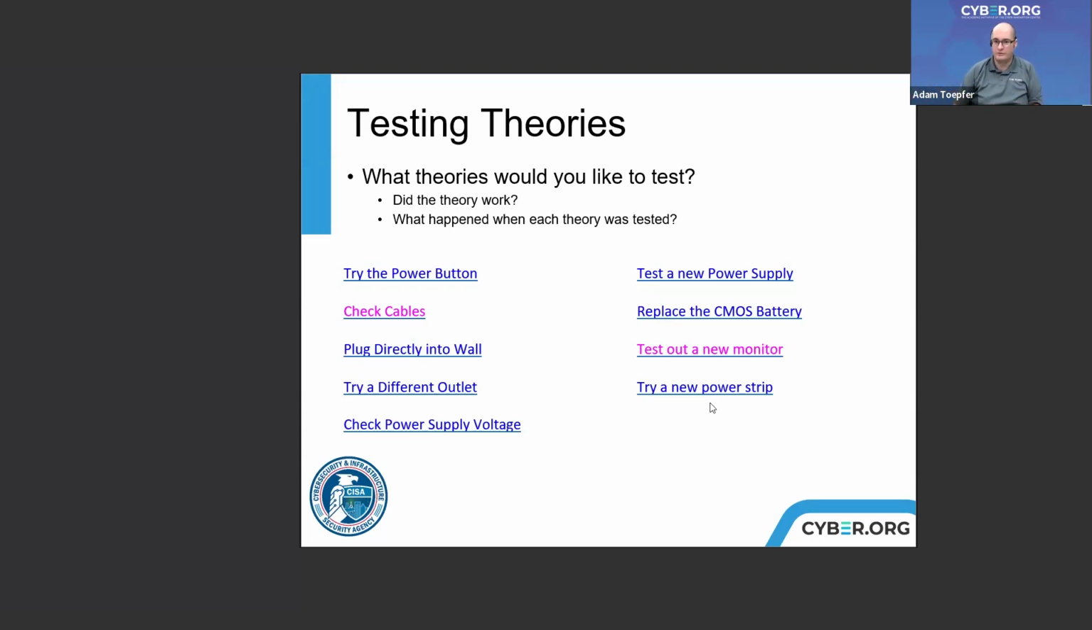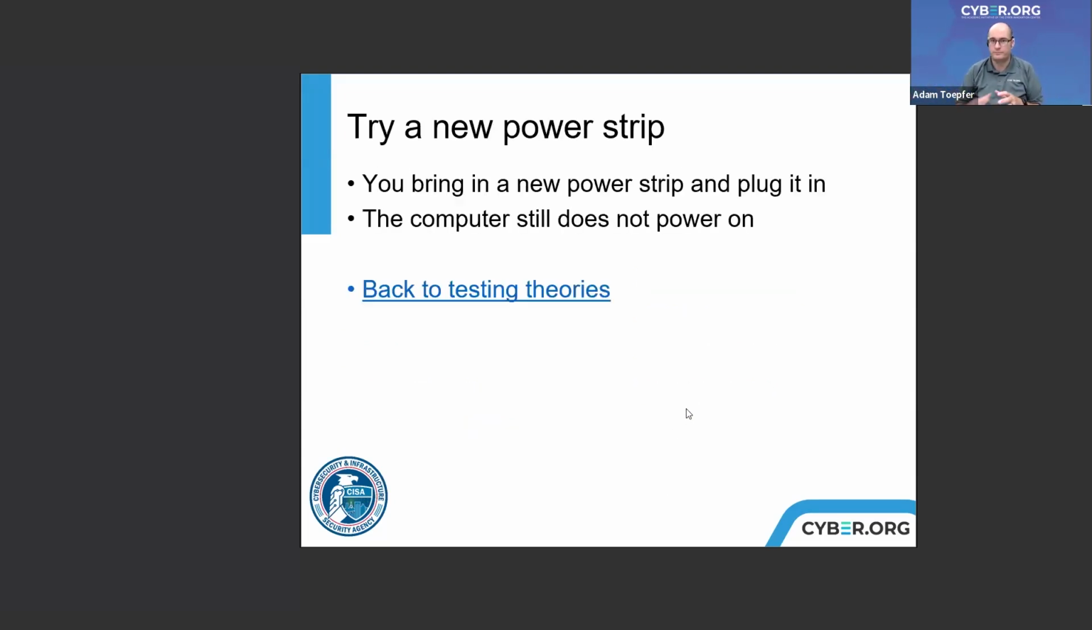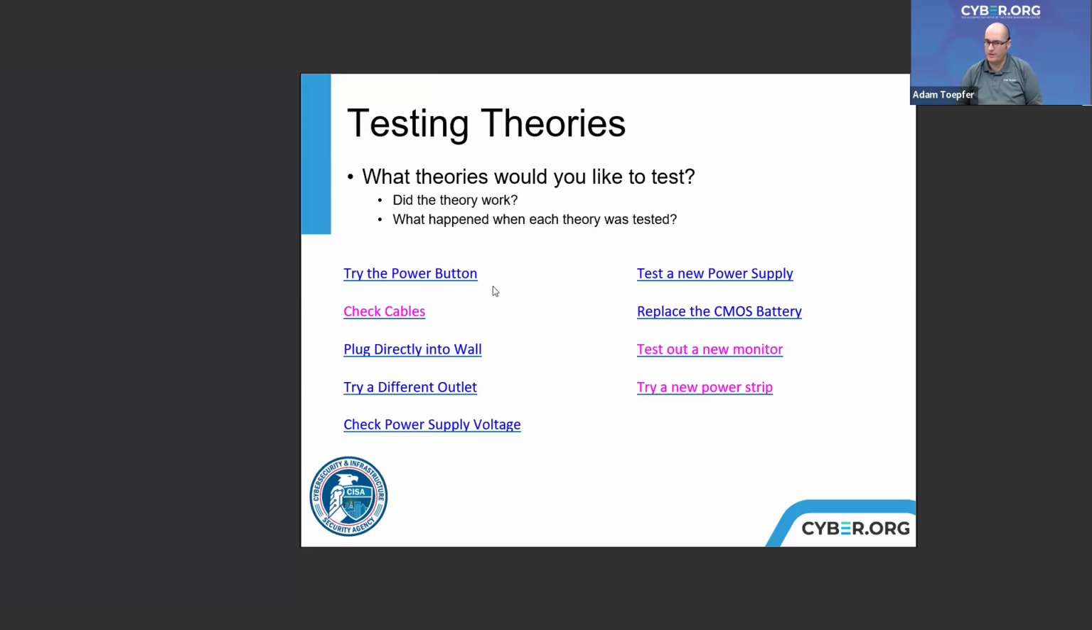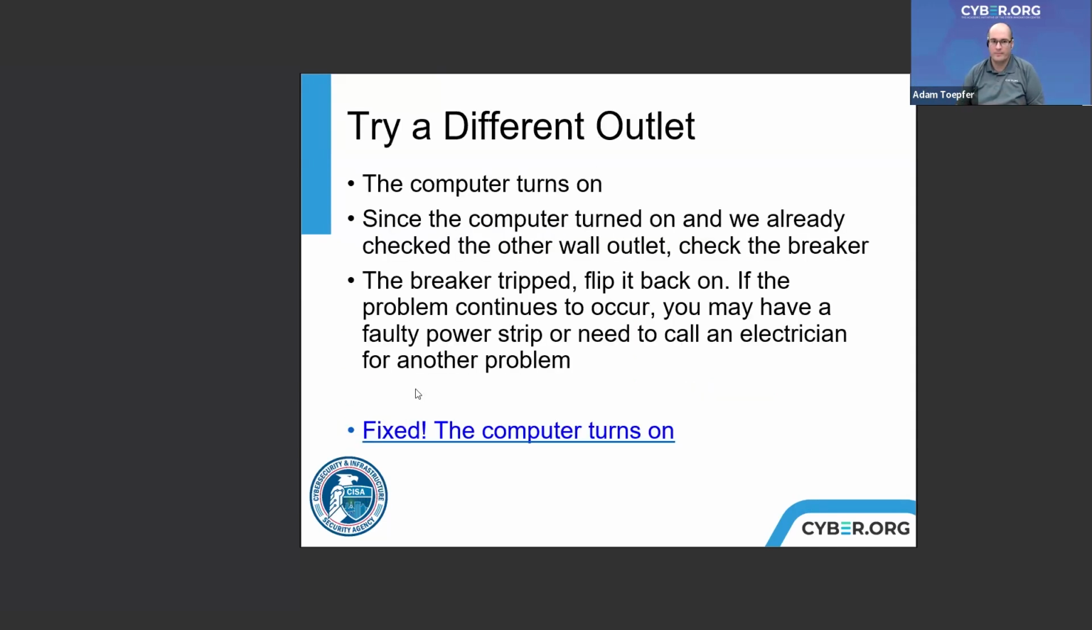So what if we try a new power strip? You bring a new power strip, plug it in, the computer still does not power on. So that's kind of weird. So I would say we can try and plug directly into the wall, but we already know that the power strip's not doing anything. The monitor's not coming on. So what if we try a different power outlet? The computer turns on. So that's kind of weird.